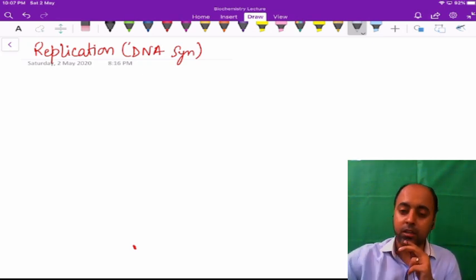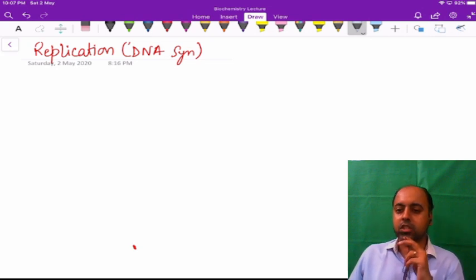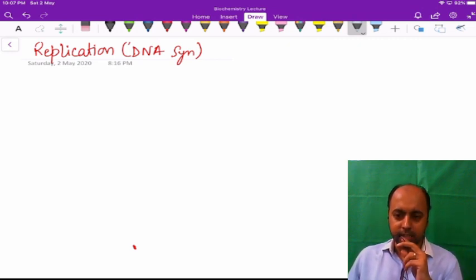Yesterday we had completed our discussion on the properties of the nucleic acids. We talked about the genetic code. We had talked about mutation, and today we are going to start with the DNA synthesis. If time permits, we will go on to RNA and protein synthesis, but it is unlikely. We'll most probably do them tomorrow.